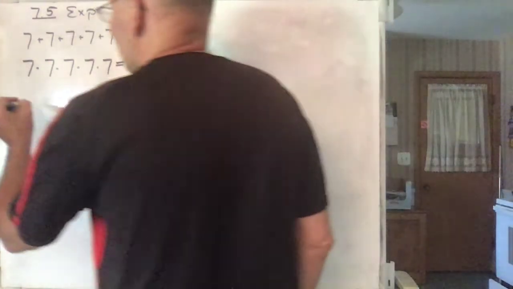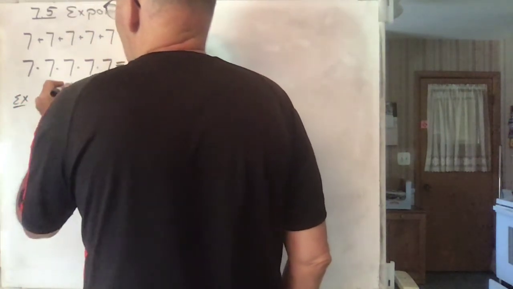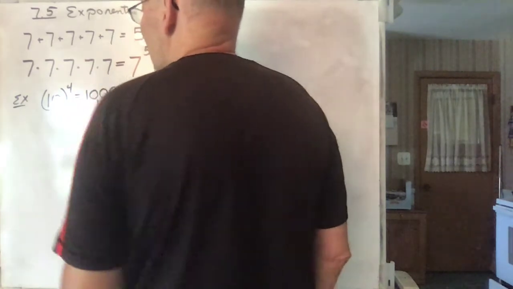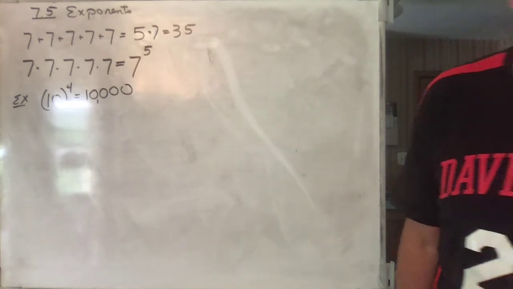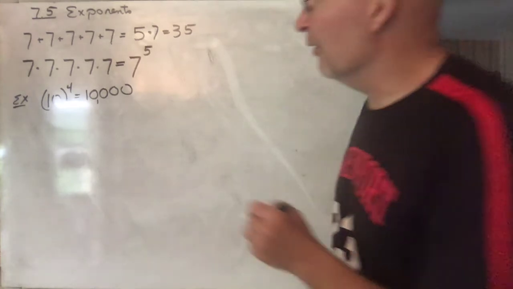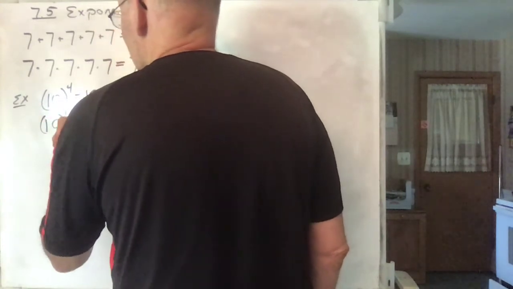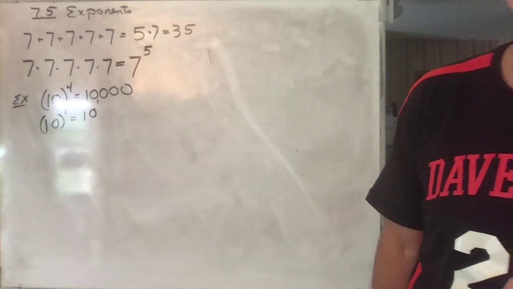So, for example, 10 to the 4th is 10 times 10 times 10 times 10, which gives you 10,000. Every time you multiply by 10, you add 1. If you have 10 to the 1st power, that means just 1 10. Just like any number to the 1st power is just that number.